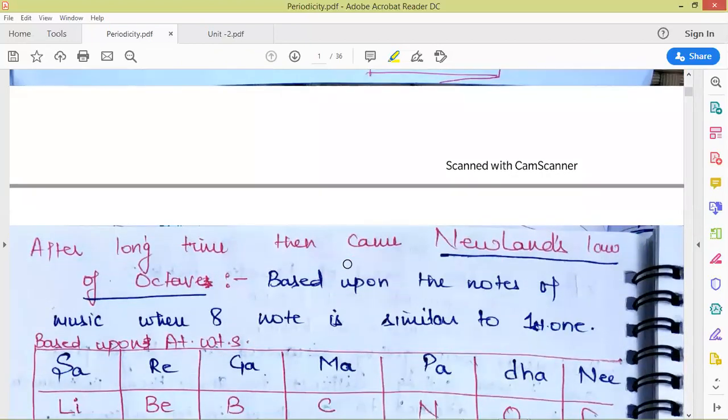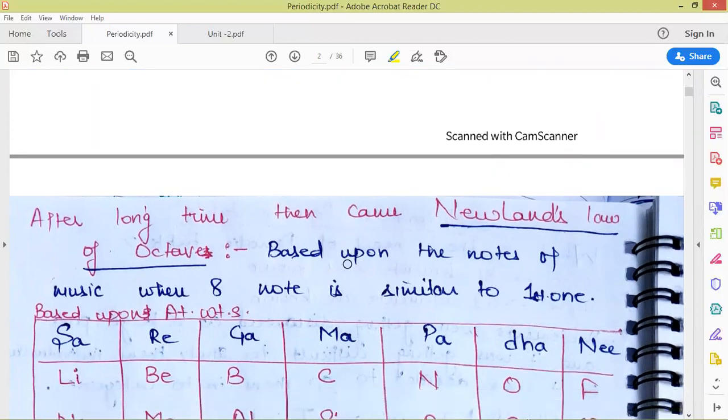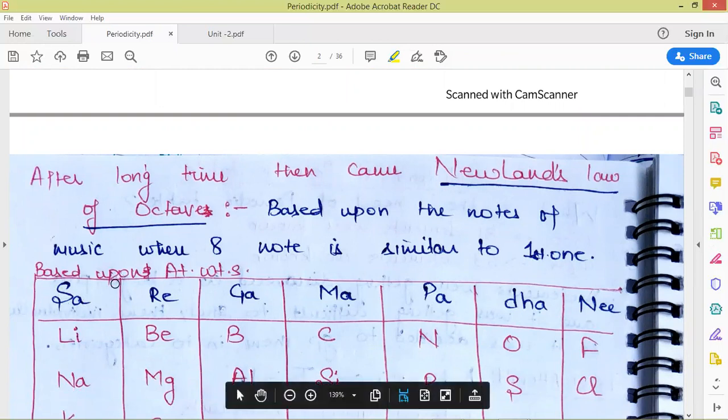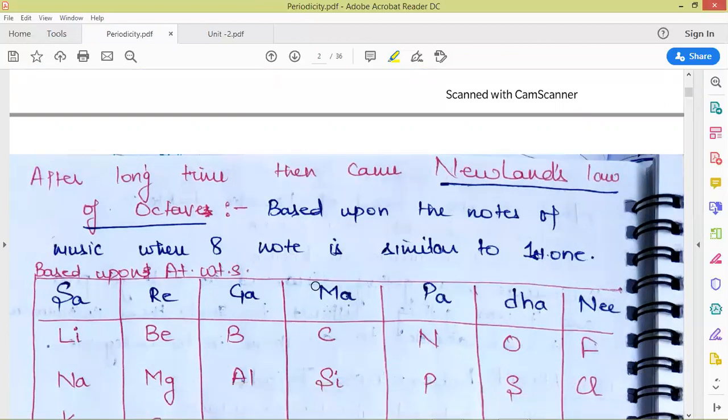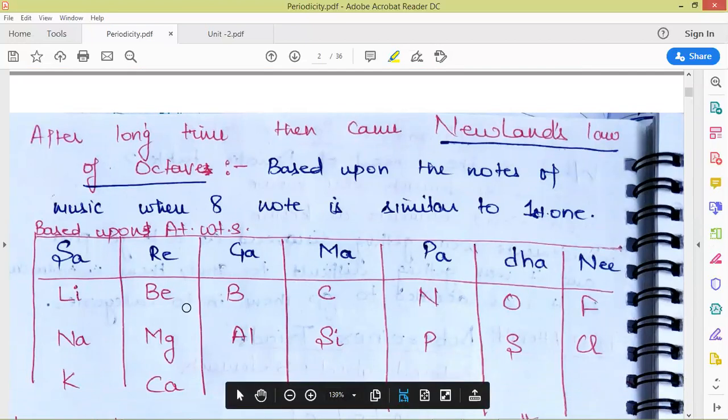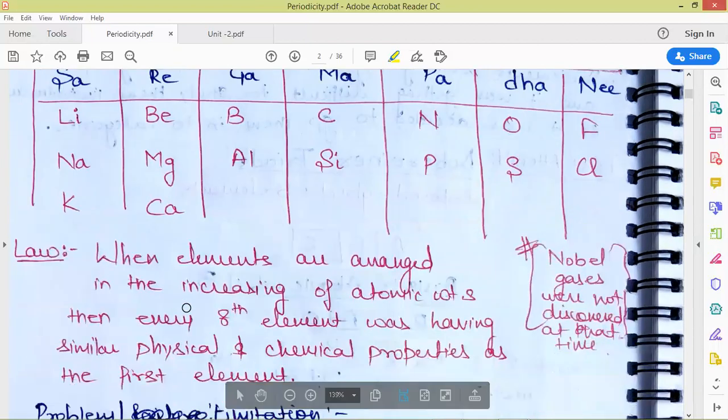After a long time, a new scientist came who was a great music lover. His name was Newlands. He provided the Newlands law of octaves, and his law was based upon his love for music. As the musical notes repeat themselves after every 8 notes, that is sa re ga ma pa dha ni, every 8th note repeats after the first note and has the same property as the first note. So based upon that, he arranged elements in this form.